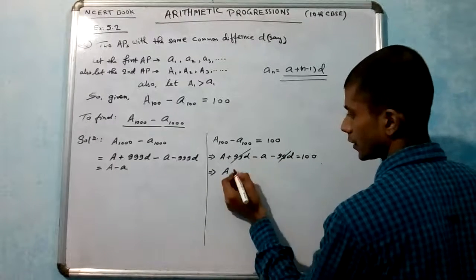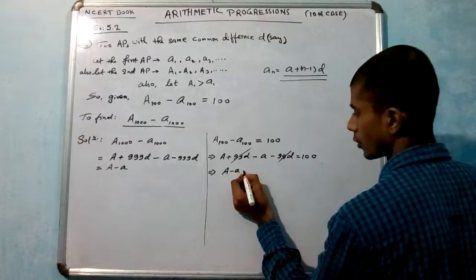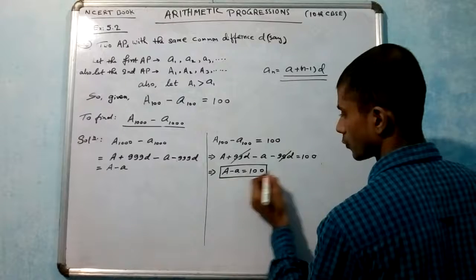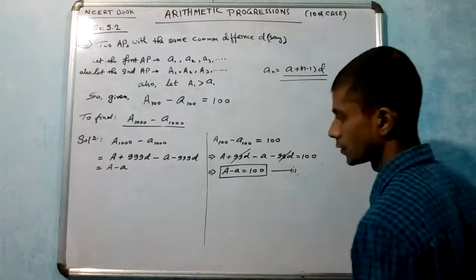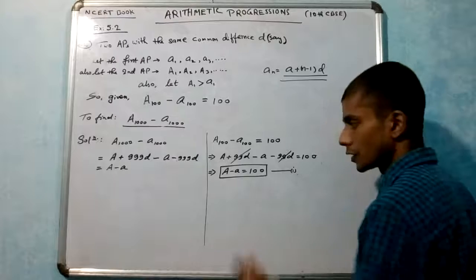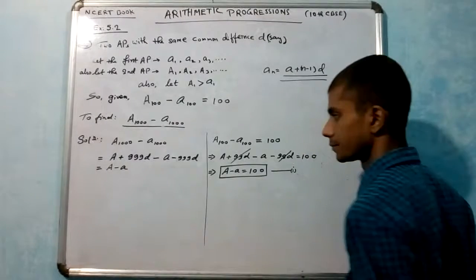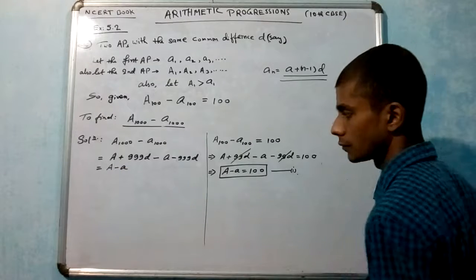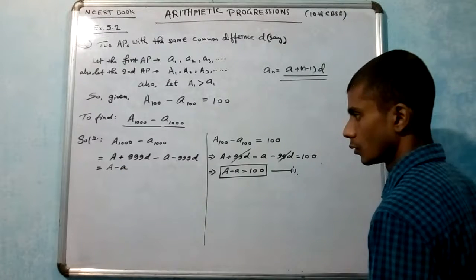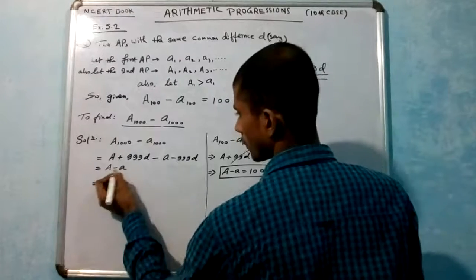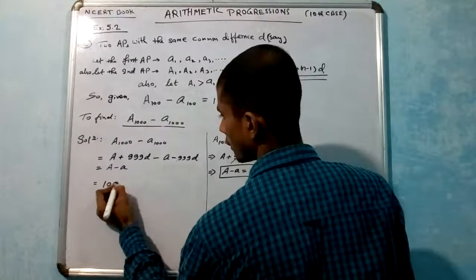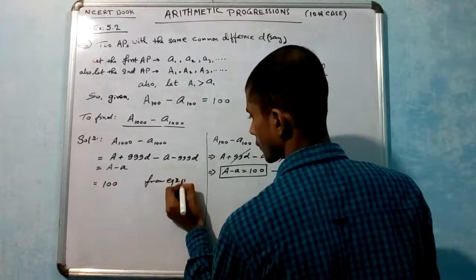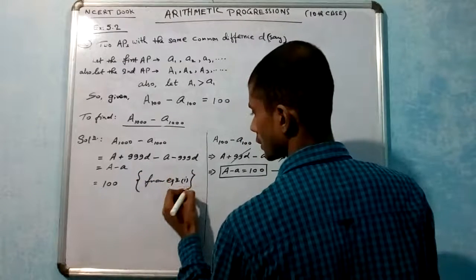A minus small a is equal to 100, no? See, we are getting capital A minus small a is 100. Let this be equation first, okay? So can we substitute this here? Yes, this is also capital A minus small a, this is also capital A minus small a, no? So I can write that capital A minus small a is nothing but 100, from equation 1. Understood?